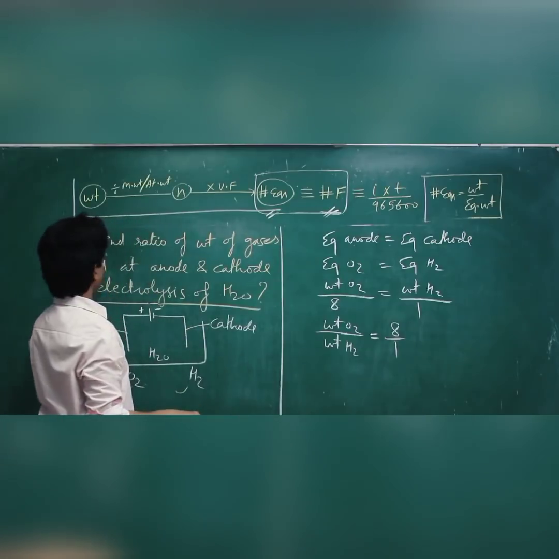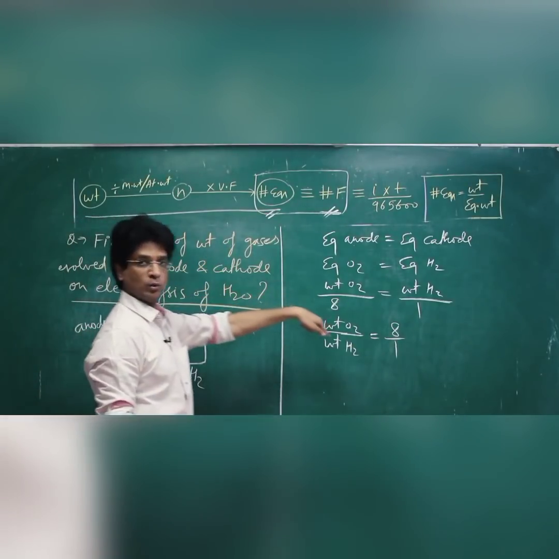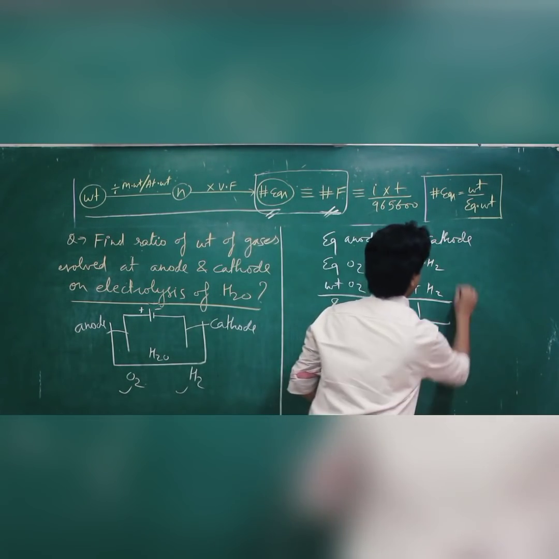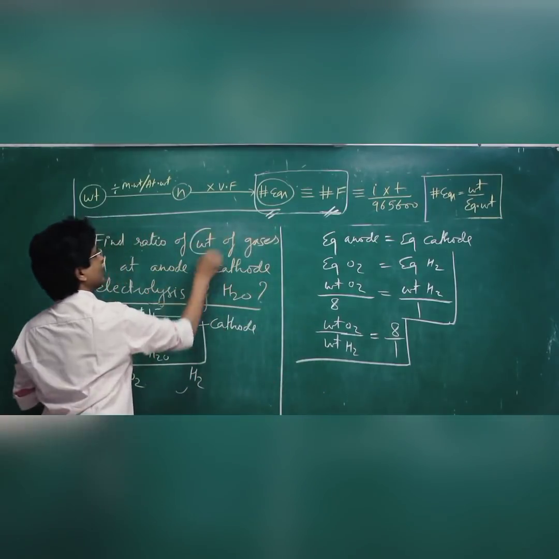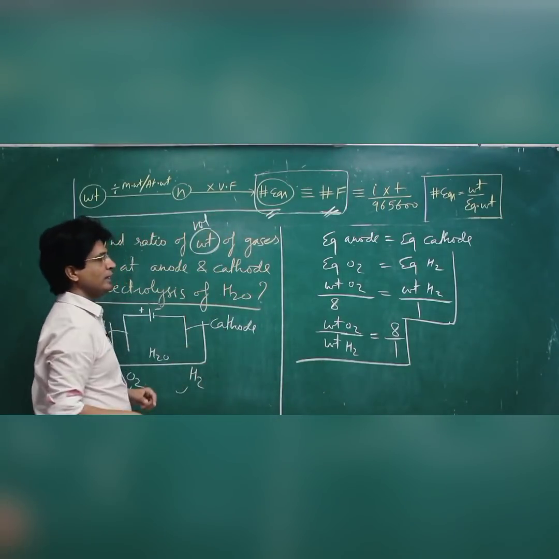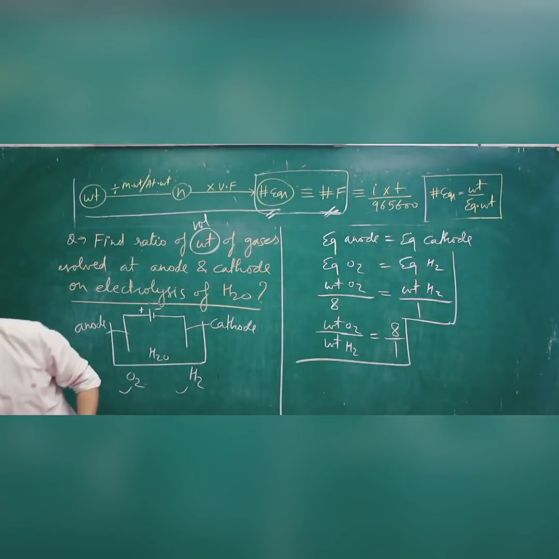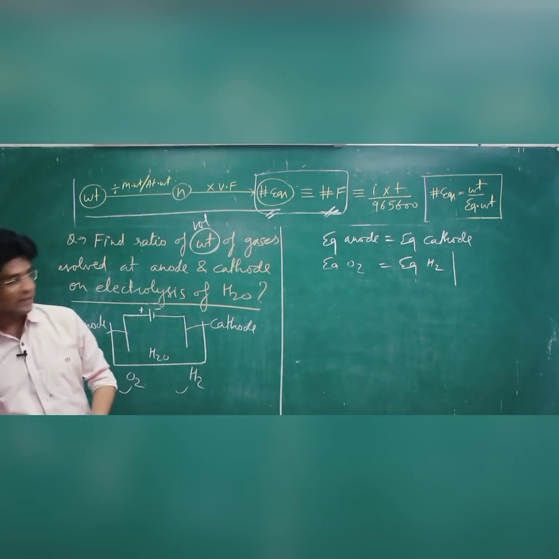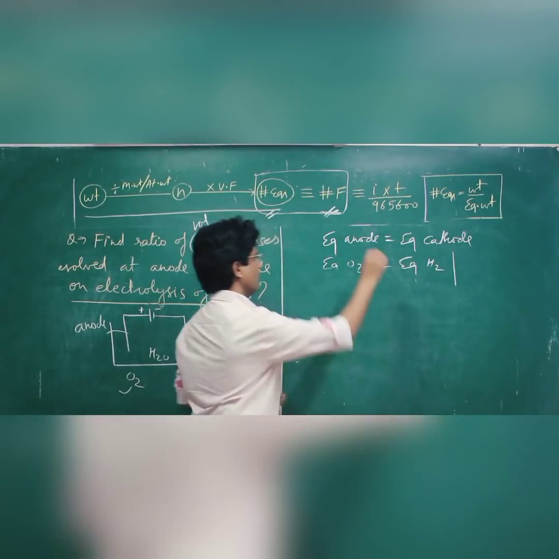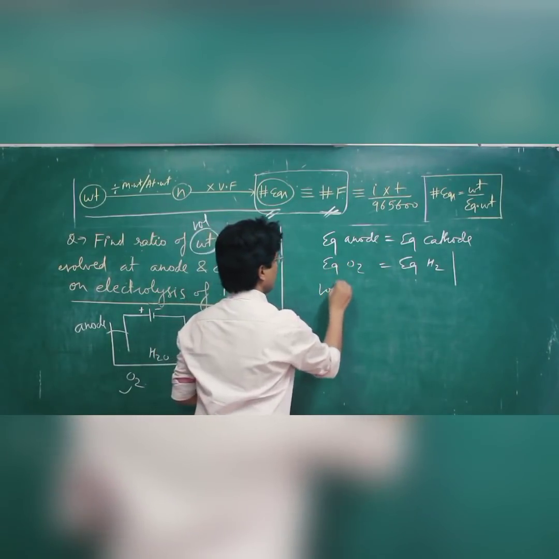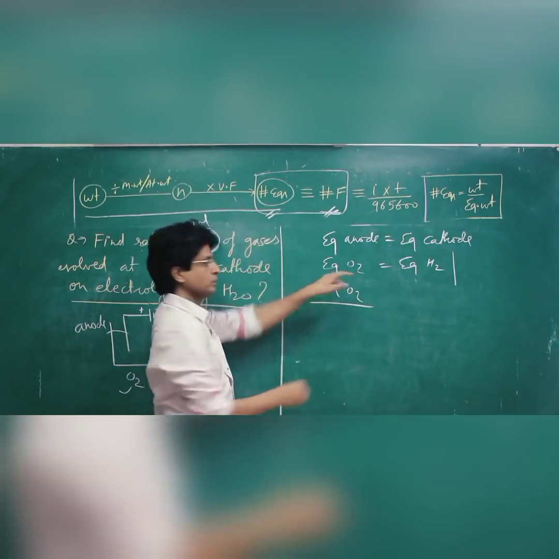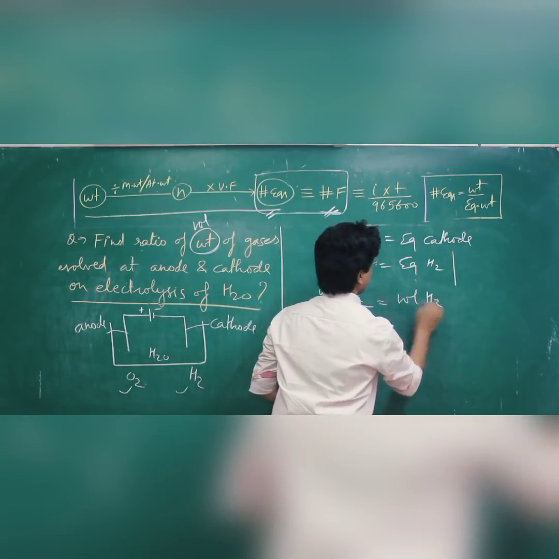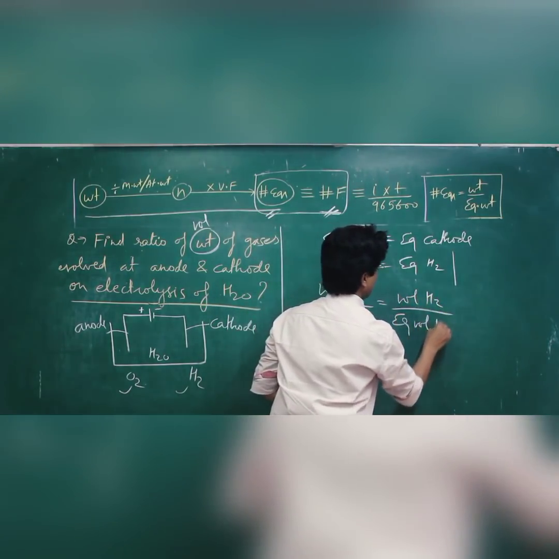They are asking the ratio of the gases evolved at anode and cathode. Now what I am saying basically, if they were asking you to find the ratio of the volume instead of weight, in that case what will you do? In that case, simple as that, we know that equivalent of O2 will be equal to equivalent of hydrogen, but now with respect to volume, I know that volume of O2 upon equivalent volume of O2 should be equal to volume of hydrogen upon equivalent volume of hydrogen.